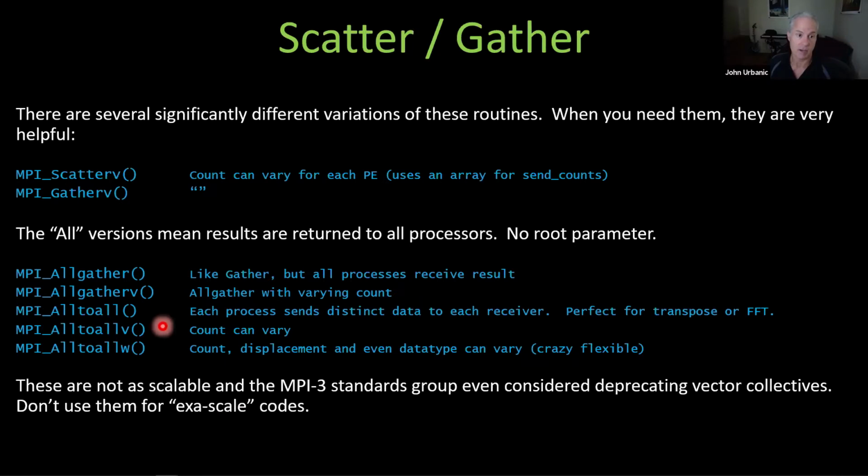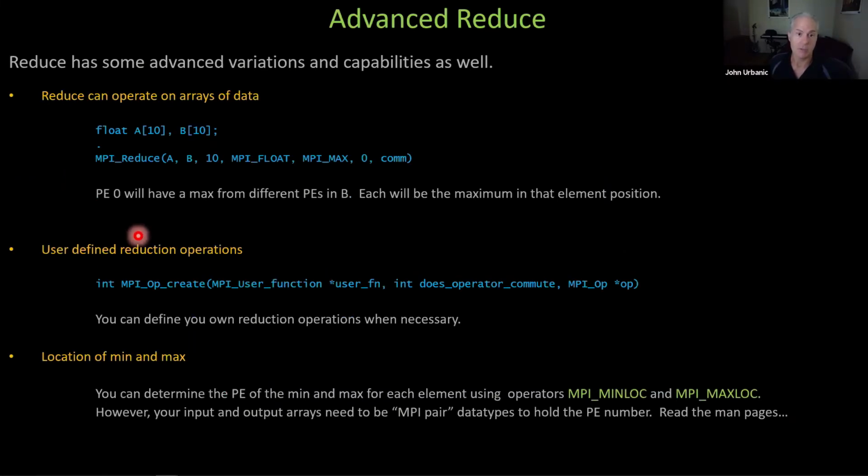And there are all versions of lots of routines in MPI. Whenever you see the all, that's what it means: the data is going to end up back on all the PEs. You don't have to add in your own reduce.